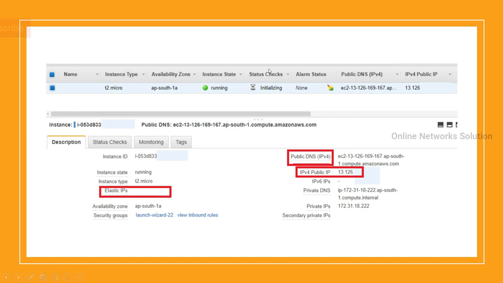If you want to check your public, private and elastic IP addresses on your instance, select the instance and go to the description. You will get the elastic IP, public DNS, public IP address, private DNS and private IP address there.